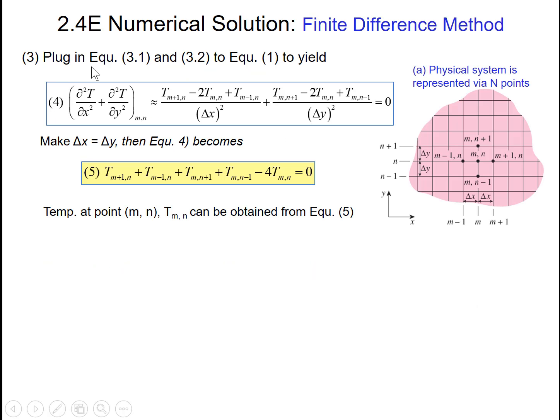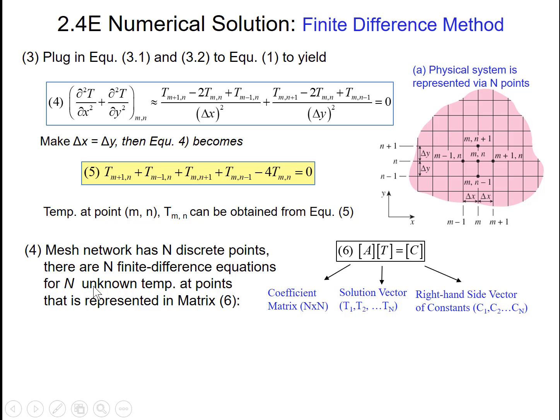3. Plug equations 3.1 and 3.2 back into equation 1 to yield equation 4. Next, make the mesh size Δx equal to mesh size Δy. Then equation 4 becomes equation 5. If we know the temperature at these 4 points, we can obtain the temperature at point Mn. So 1, 2, 3, 4.